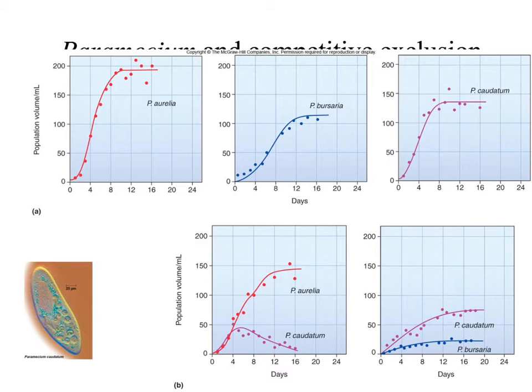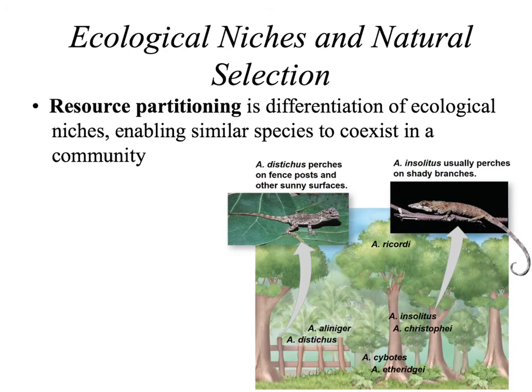When we add caudatum and bursaria together, we see that caudatum is still a better competitor, but these species will share resources or divide them so that both will survive, even though they are surviving at lower levels than when they grow by themselves. Resource partitioning is common in nature.